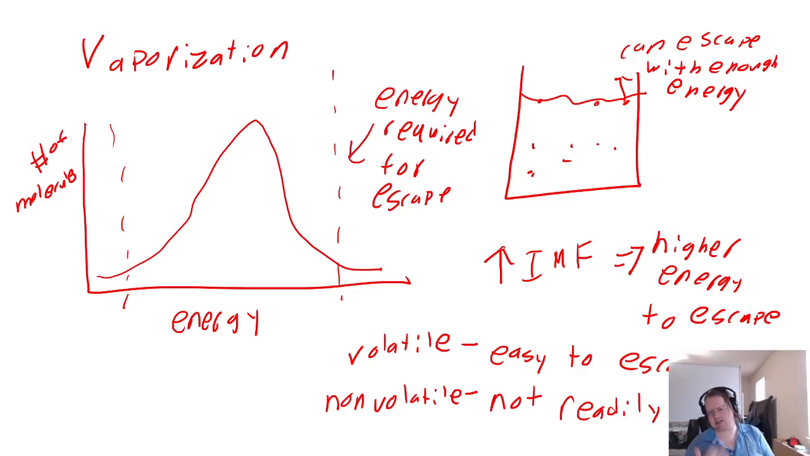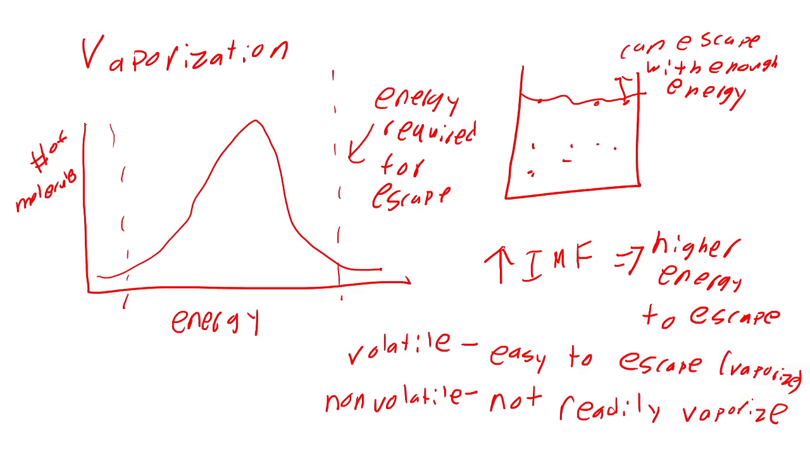So some substances, if you put them out at room temperature, really easily turn into gas. And some don't. If you think about it, if you have a dish of water and you leave it out, eventually it will all evaporate. Now it may take a while depending on the temperature outside and how much humidity there is. So it won't all escape right away, but eventually it'll all evaporate.